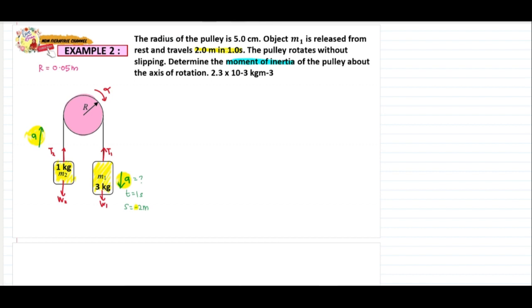Let's draw the free body diagram for the pulley. This is very important. Let's say here we have a pulley. So this is the pulley.